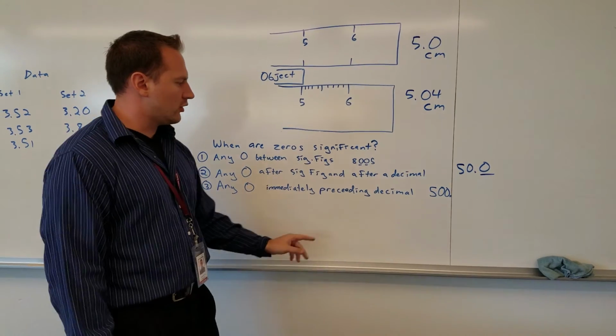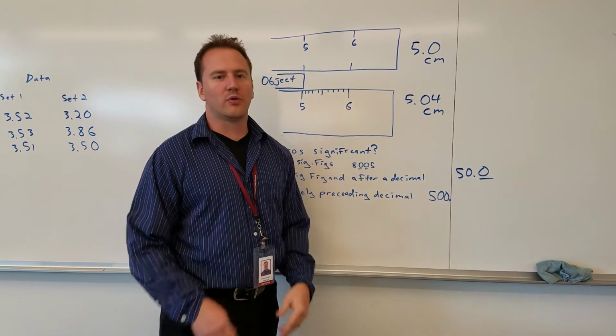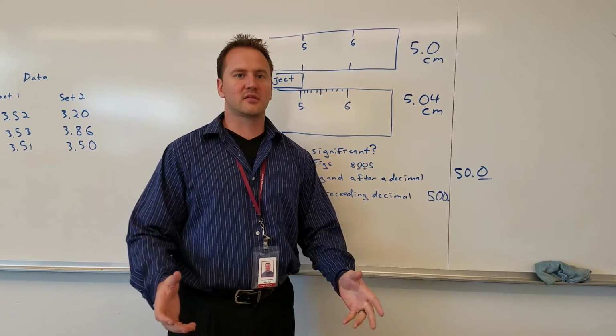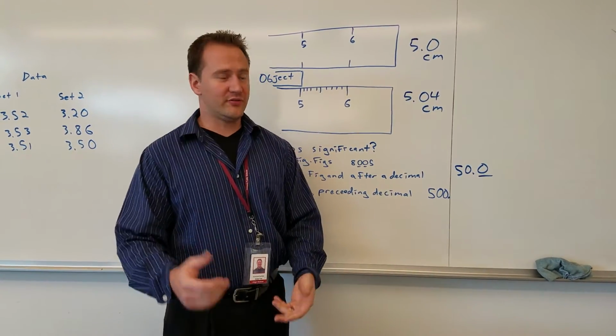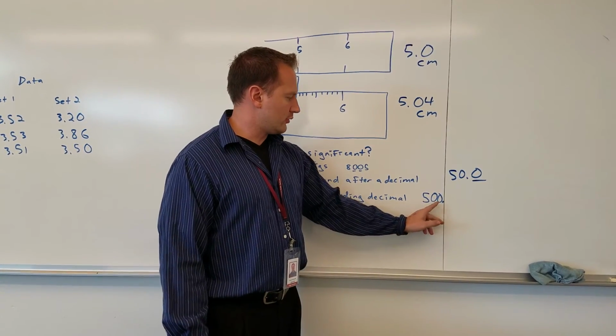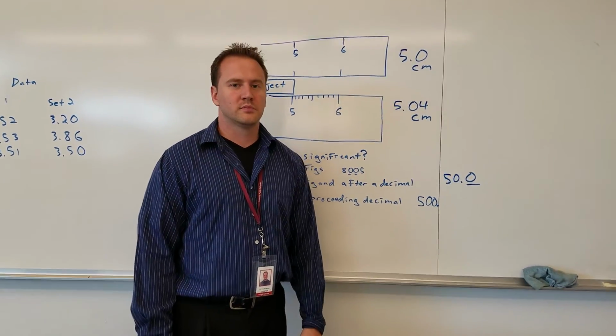And then any zero immediately preceding a decimal, every once in a while you'll see it. There's a difference between 500 with no decimal, which basically means anything from 450 to 550, whereas if you see the decimal there, that tells you that both of those zeros count. That's all.